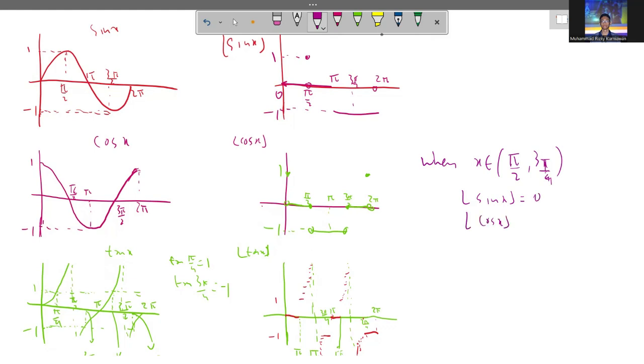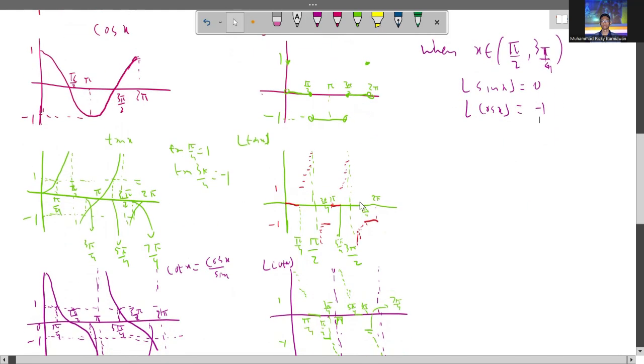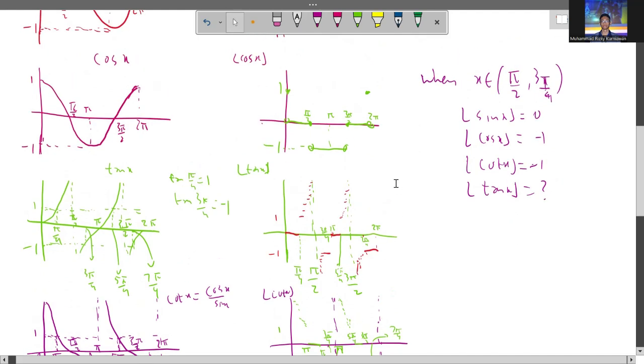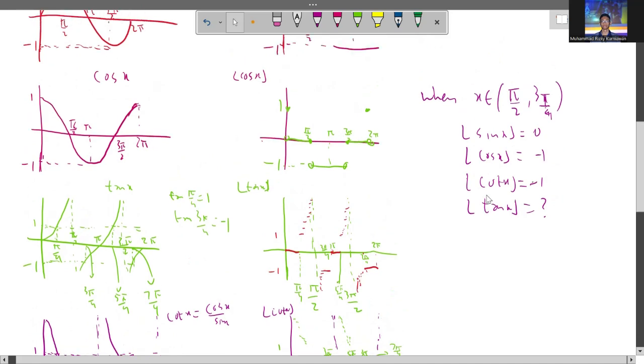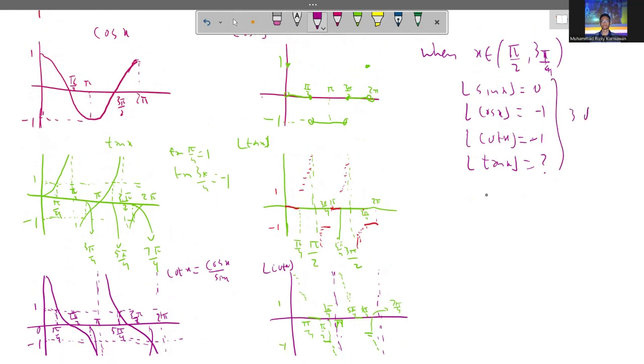The GIF of cosine of x is -1. And then cotangent of x, -1. And then the GIF of tangent of x is something. But we don't need to worry about that something because we know that it will be different from 0 and -1. So that means there will be 3 different values.